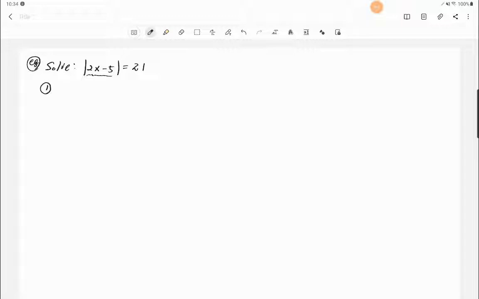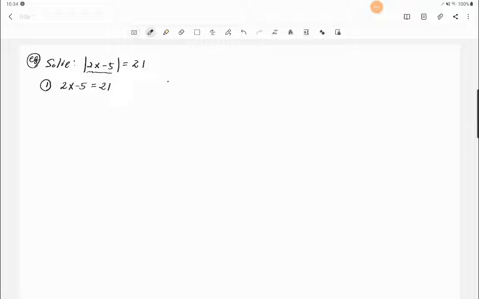The first equation is, let's assume that 2x minus 5 is greater than or equal to 0. There are certain x values to make this expression positive. Then what do we do? Remove the absolute value symbol, because 2x minus 5 is positive, right? So just remove it. So we have an equation like this.